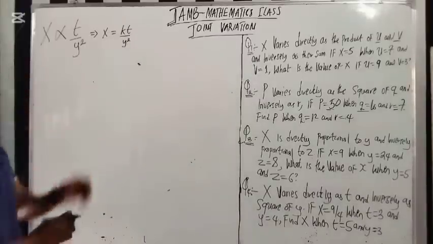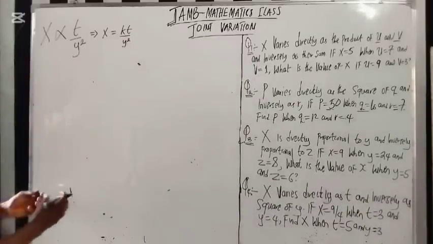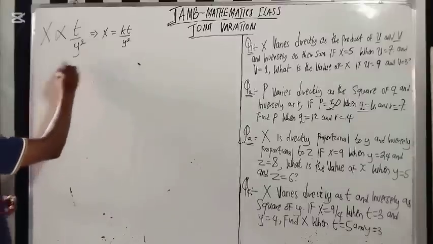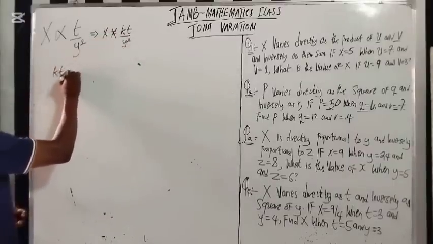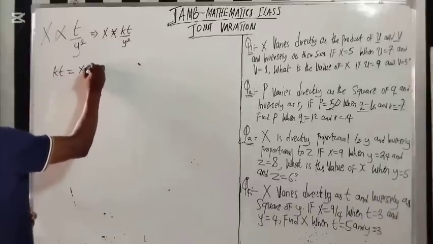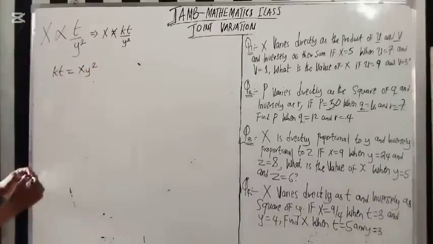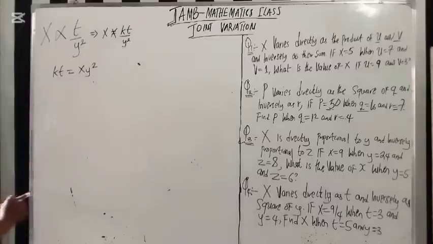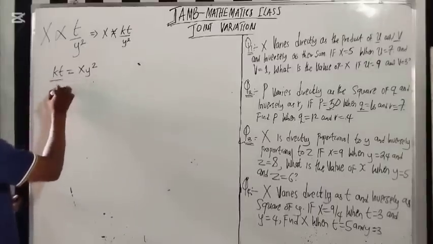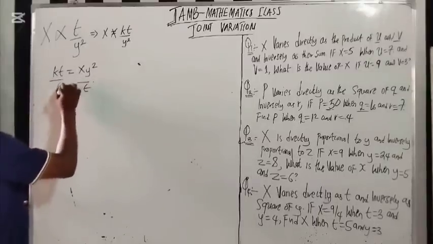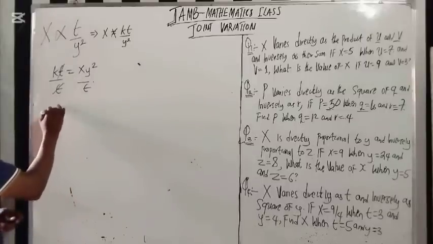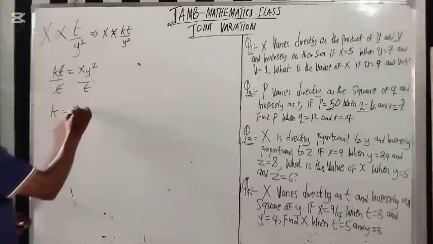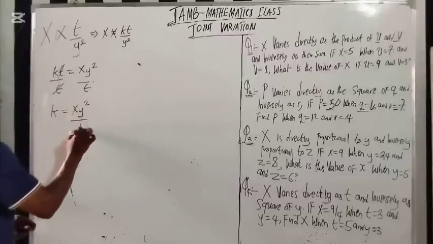So now let's make k the subject of the formula. If you make k the subject of the formula, you cross multiply, right? When you cross multiply, it's going to be kT equals XY square. Divide both sides by T. So here we have k equals XY square over T.